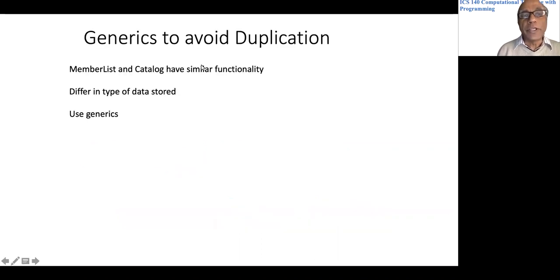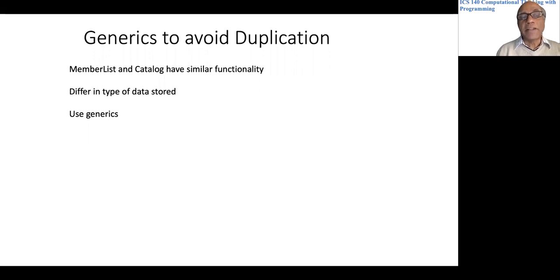In this video, we see how to refactor the code of the library system using generics. This is intended to reduce the size of the code a little bit. And where do we use generics? For this, we observe that member list and catalog have pretty similar functionality because both are collections. They differ in the type of data they store. Obviously, member list stores members and catalog stores books.